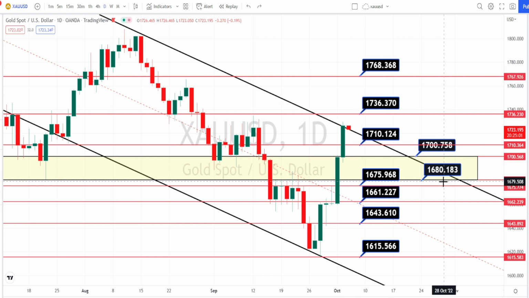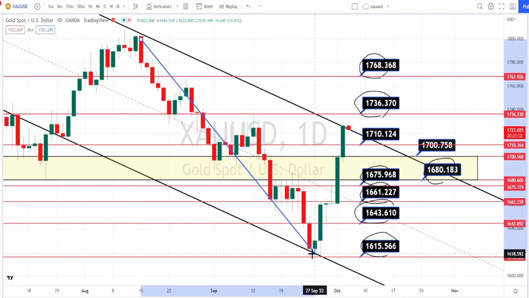And once the 1680 is broken, next level of support is going to be around 1675, 1661, 1643 and 1615. And if the price action breaks the resistance level of 1736, next level of resistance is going to be around 1768. So currently the price action in daily time frame is only on a bullish side retracement.